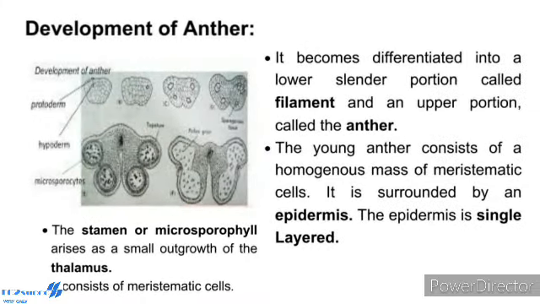So the next one, development of the anther. The anther is the part of the stamen producing microspores and pollen grains. The stamen or microsporophyll arises as a small outgrowth of the thalamus. It consists of meristematic cells, which become differentiated into a lower slender portion called the filament and an upper portion called the anther. The young anther consists of a homogeneous mass of meristematic cells. It is surrounded by an epidermis. The epidermis is single layered.